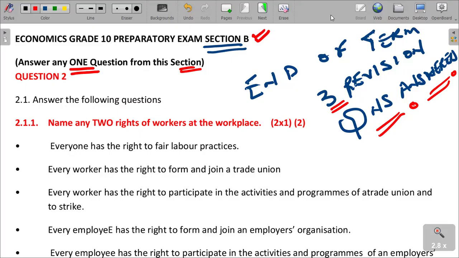Section B, you answer only one question. You choose from the two questions that are there and you answer only one in Section B. And don't forget that this is term 3 and we are looking at revision.